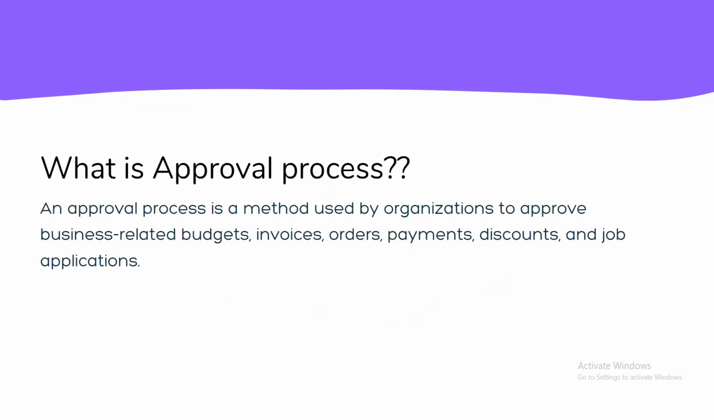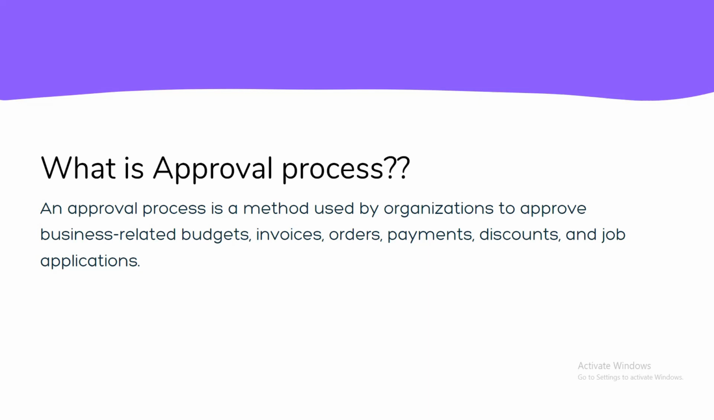So what is an approval process? It's a method used by organizations to approve business-related budgets, invoices, orders, payments, discounts, and job applications, etc. It is not restricted to these purposes only. It's also for other purposes related to your organization. What is needed basically depends upon the need.